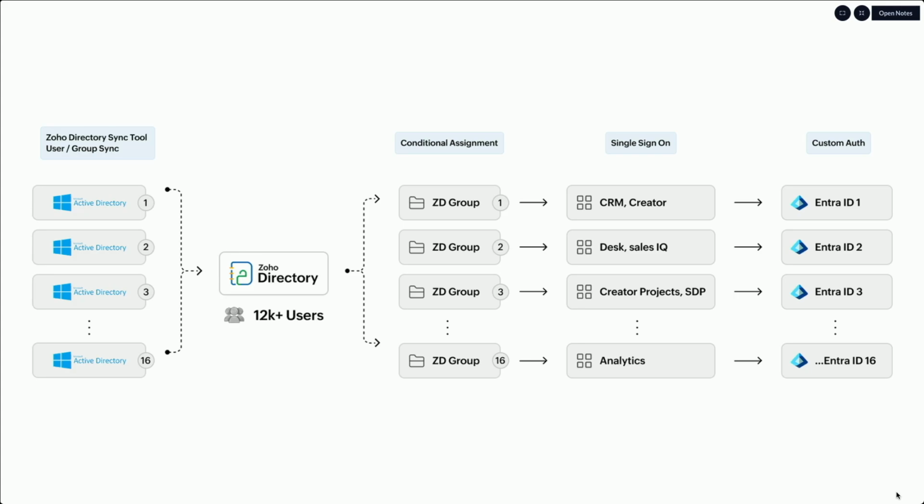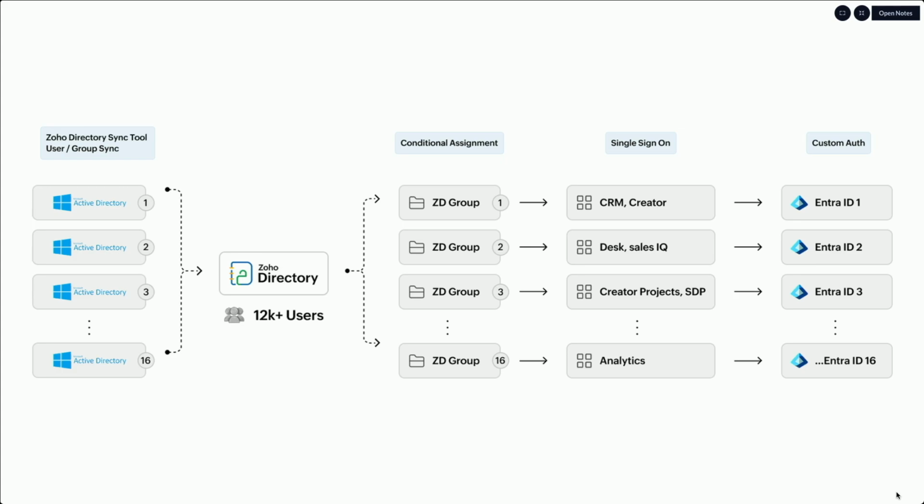They had 16 Active Directory instances that we had to sync users from to the Zoho Directory, and from there we used the conditional assignment option to automatically assign users from the Zoho Directory to different groups within the directory that we created, and then enabled single sign-on for these users for all those Zoho applications that fall under the group.